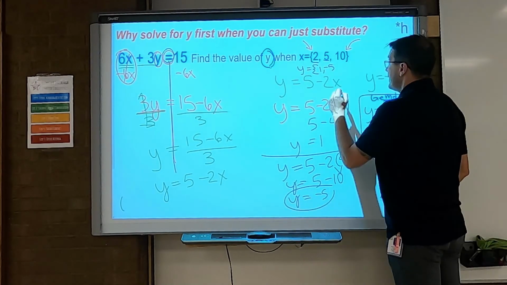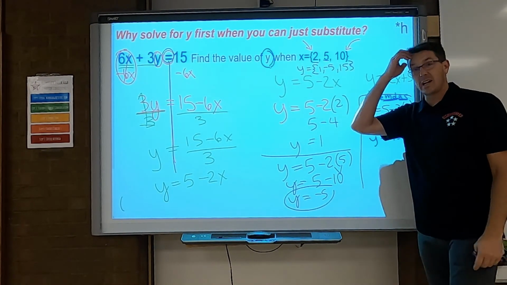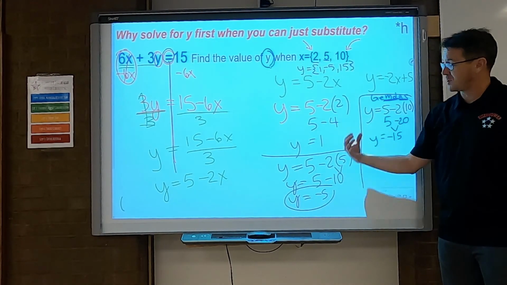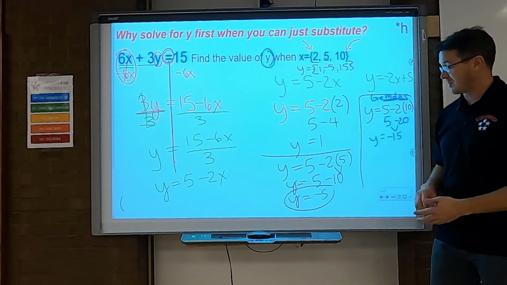And so, instead of having to solve the problem 3 times, what if I had had like 10 numbers in this? I'd have to solve this 10 times. Instead, I can just substitute the value in to my calculator and get the answer.